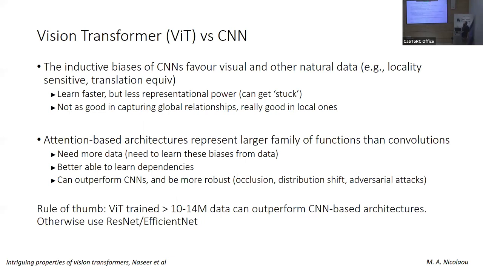Okay, so a rule of thumb, if you're going to use a visual transformer in your work, people say that it's best to download a model that has been trained on around 10 to 14 million data points. And if you cannot do that, just use CNNs, okay?